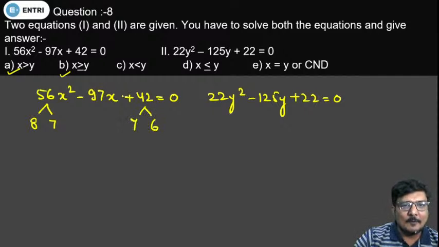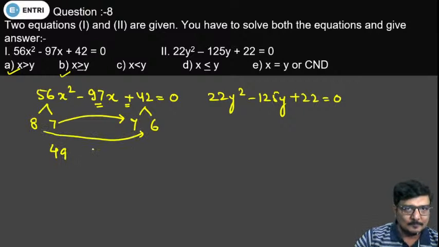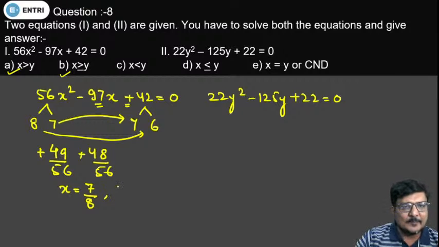Now we have to obtain 97 by addition. So we are going to multiply 7 by 7, 49, and we are going to multiply 8 into 6. No, this will not be sufficient. 8 into 6, 48, very good, and this will give you a sum of 97. Minus plus, both numbers will be positive, and divided by 56. So what we are getting, x is equal to 7 by 8, and the second value of x will come out to be 6 by 7.